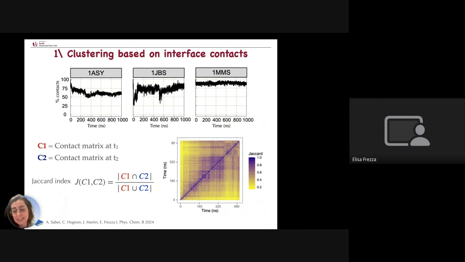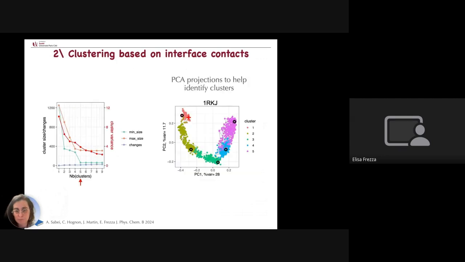The Jaccard index is equal to the ratio between the intersection of these two contact matrices and their union. Meaning that if the Jaccard index is equal to 1, the contact matrices are all equal, and if it is 0, they are completely different. This is an example of how to look at it. And now we need to classify this Jaccard matrix.